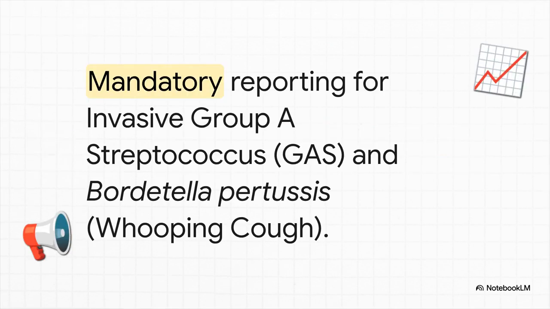And this brings us to our broader responsibility. It's not just about the one patient in front of you. Some of these pathogens are a public health concern. Think invasive group A strep or Bordetella pertussis, whooping cough. These are notifiable diseases. That means reporting them isn't optional, it's mandatory. It's how public health officials can spot an outbreak, trace contacts, and put measures in place to stop it from spreading through the whole community.